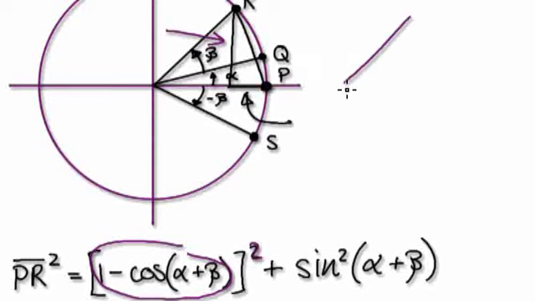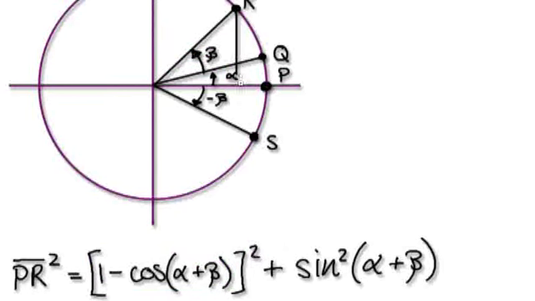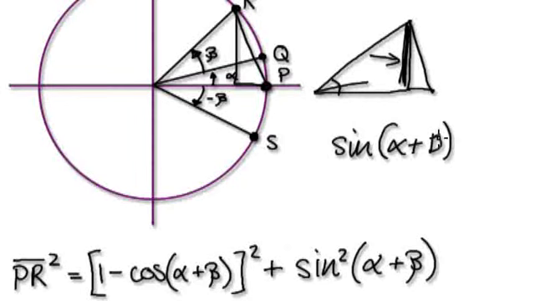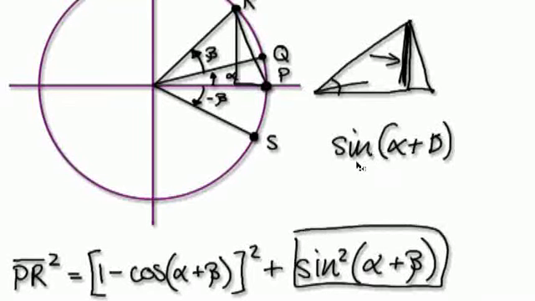Now we've got to find out the height. If you want to know the height of this triangle, it's really just sine alpha plus beta. Originally we wanted this triangle, but to find the height we have to consider this triangle, which has an angle of alpha plus beta. So to find the height, we just get sine alpha plus beta, and then we've got to square it because we're using Pythagoras.